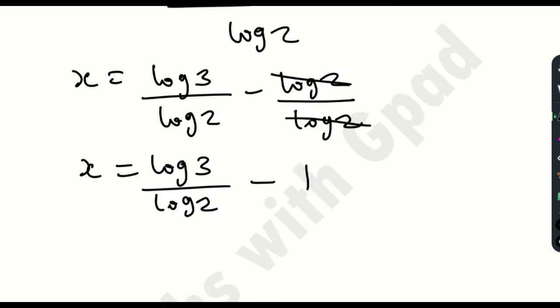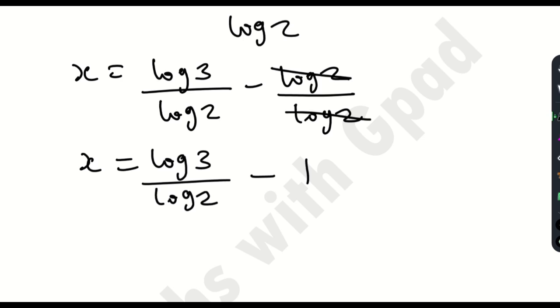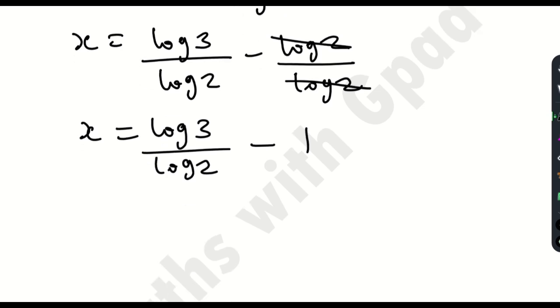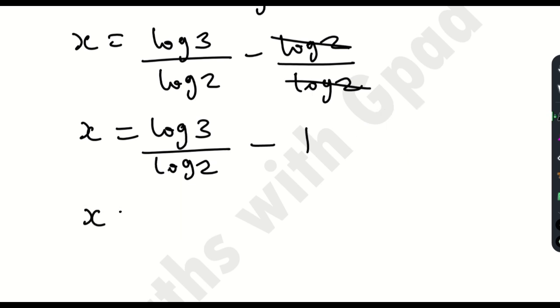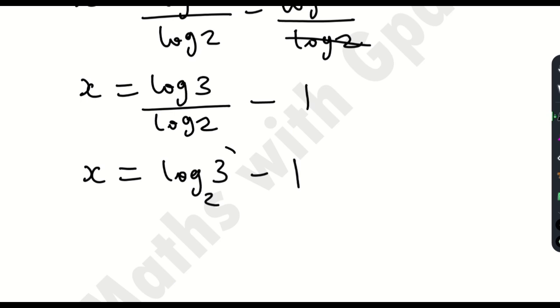Now, I don't know that you know change of base in logarithm. This is okay to be the answer, but I just want to make it a little more simplified using change of base in logarithm. If you have, say, log a over log b, and you want to change the base here, you can change it to become log a base b. The default base here is 10 actually, but I just changed it to base b. So using change of base, I'm going to have x is equal to log 3, base 2, minus 1. I just use change of base to express it in this form.